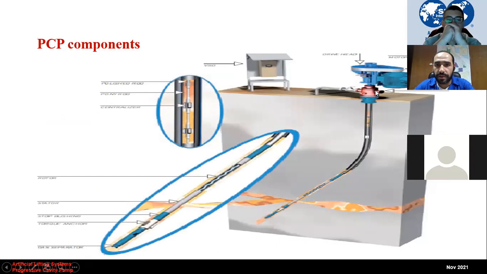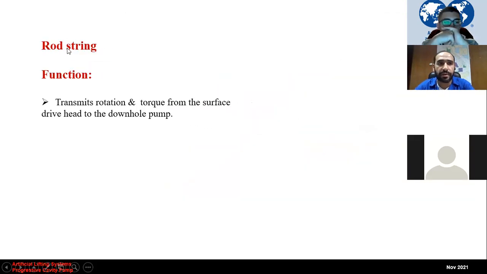Now let's go to the downhole components. First, we'll start with the rod string. The function of the rod string is to transmit the rotary motion from the surface component, from the drive head exactly, and deliver the rotation to the rotor down inside the stator.